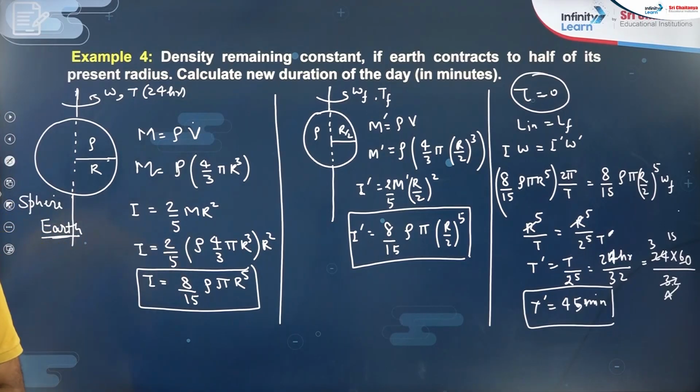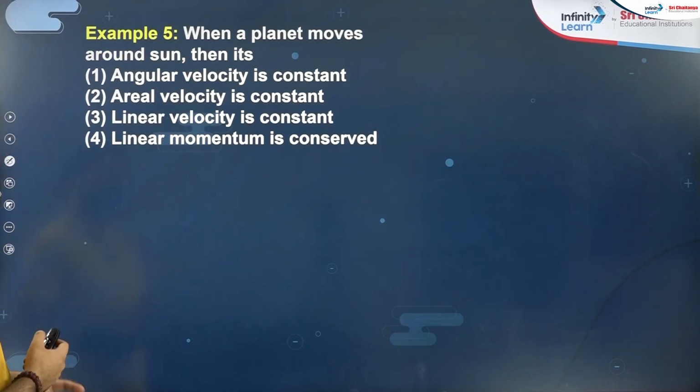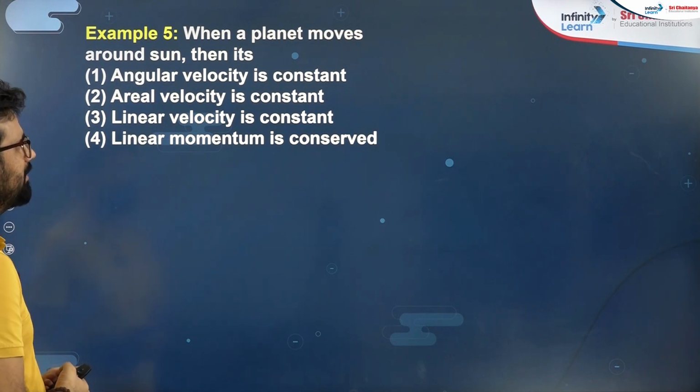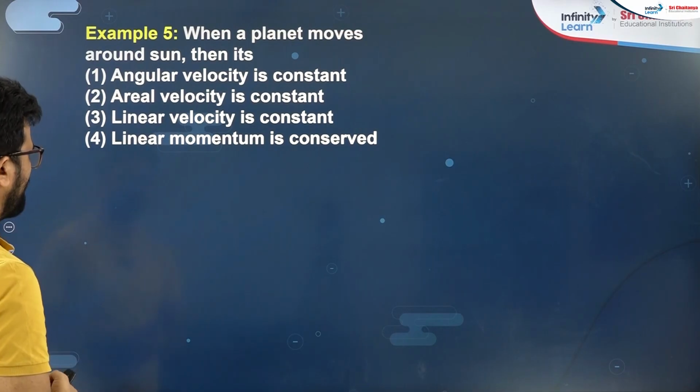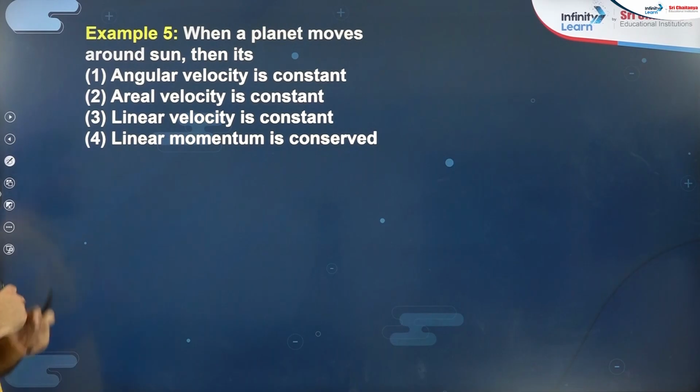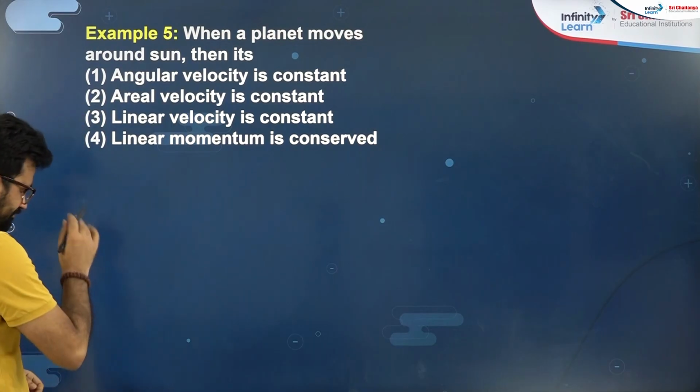Now we are going to the next example, which is also a theoretical question. Try to understand, this is a good question. When a planet moves around the sun, then its angular velocity is constant, areal velocity is constant, linear velocity is constant, linear momentum is conserved. Now we have to understand which is the correct answer. It is one of the finest questions conceptually.